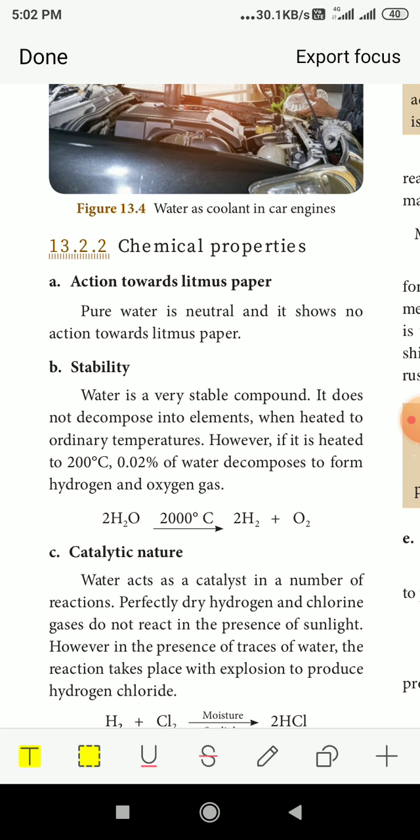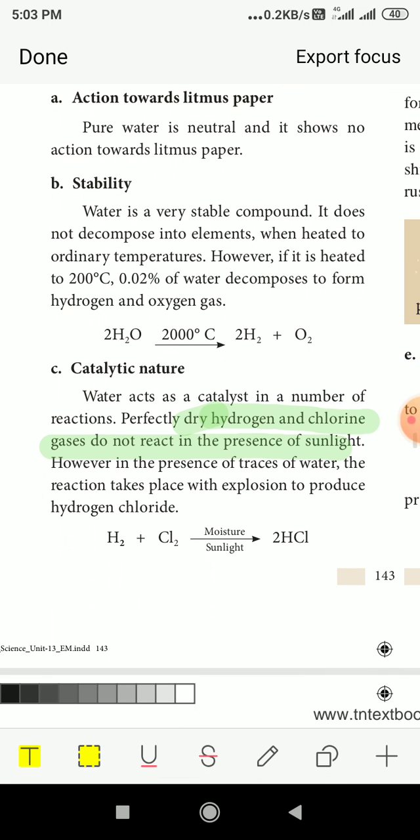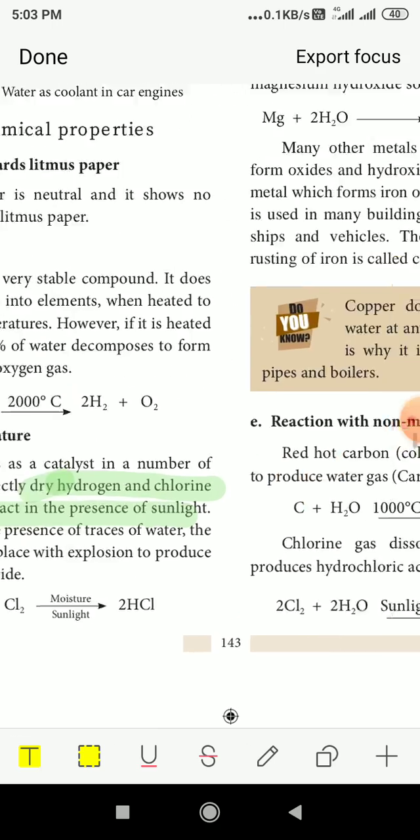Perfectly dry hydrogen and chlorine gases do not react in the presence of sunlight. So, these two gases will not react. In the presence of traces of water, the reaction takes place with explosion to produce hydrogen chloride. So, with the presence of water, dry hydrogen and chlorine will react to form hydrogen chloride.